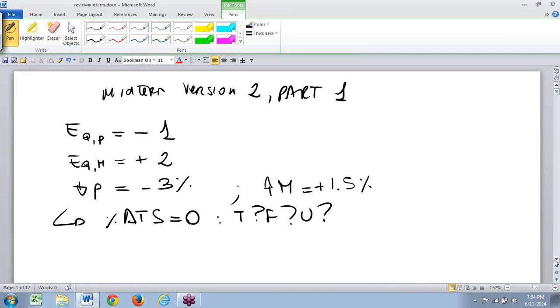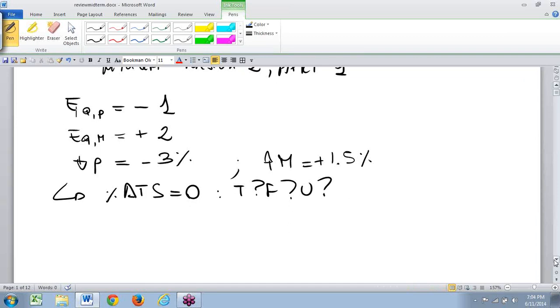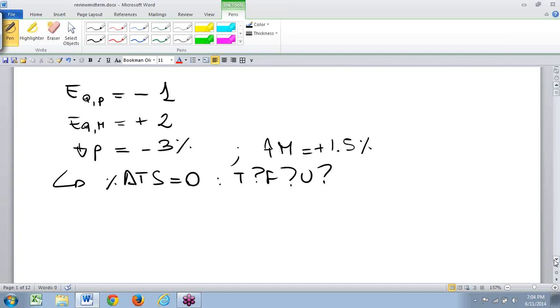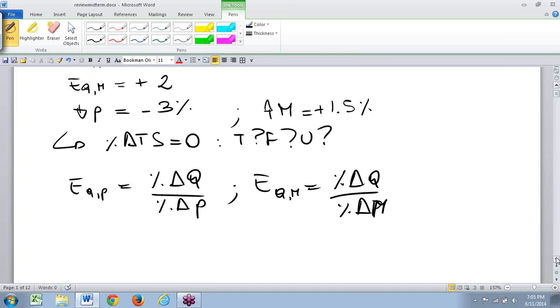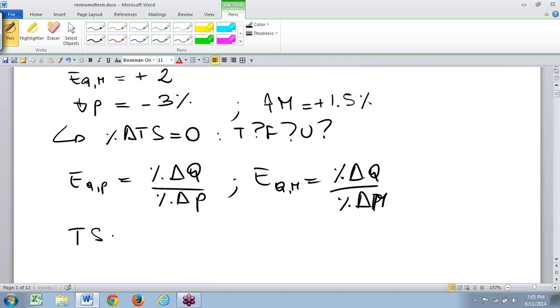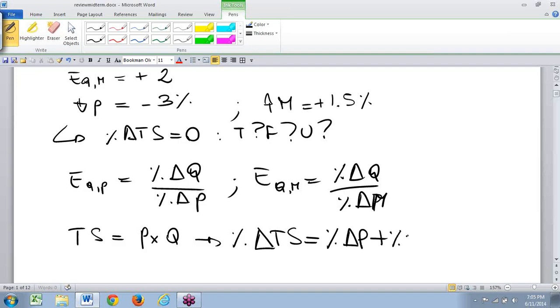So let's see how we can use the information to answer the question. First of all, the elasticity of quantity to price is -1. What is the formula for elasticity? Elasticity is equal to the percentage change in quantity over the percentage change in price. The elasticity of income is equal to the percentage change of quantity divided by the percentage change in income. And the total spending is equal to price times quantity, so the percentage change in total spending is equal to the percentage change in price plus the percentage change in quantity.